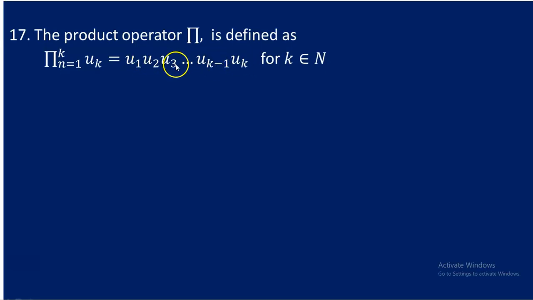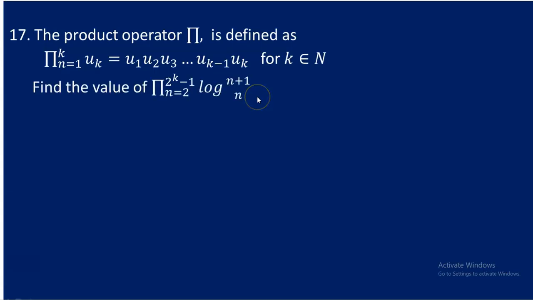So here in between, we are considering multiplication, okay? So we are going to multiply these k different terms from u1 up to uk: u1 times u2 times u3 times u4, it goes in such a way up to uk. So the product operator pi is defined this way for some natural number k. Now, having this into account, you are asked to find the value of this product operator of log of n plus 1 to the base n.